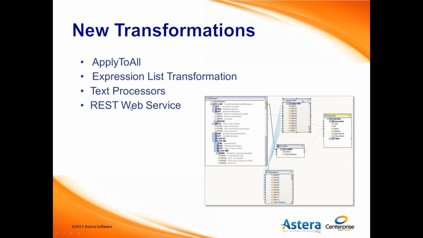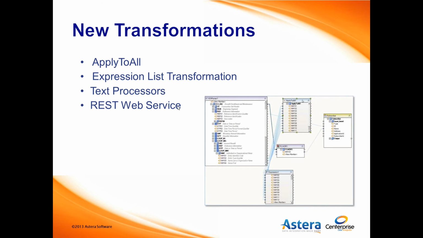Moving on to the next section are the new transformations that we've added in Centerprise 6. And those include the apply to all, which allows you to apply one function to a bunch of different fields. And this has been requested quite a bit. We finally implemented it. The expression list transformation, which allows you to combine multiple expressions into a single list. This has also been requested quite a bit. We've added it in 6.